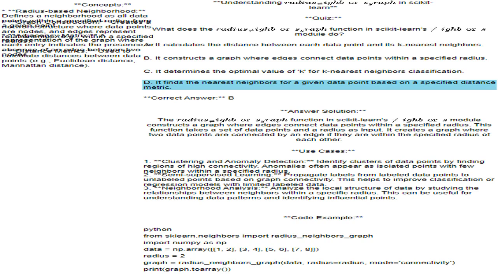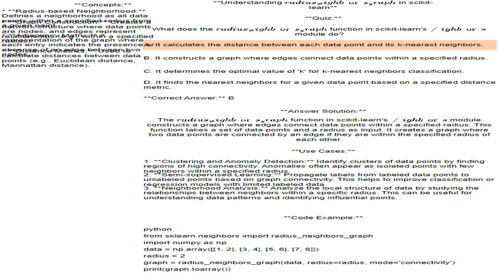This describes the functionality of the kneighbors function in scikit-learn, not radius neighbors graph. K-neighbors finds the k nearest neighbors for each data point, while radius neighbors graph focuses on connections within a radius. False. A.